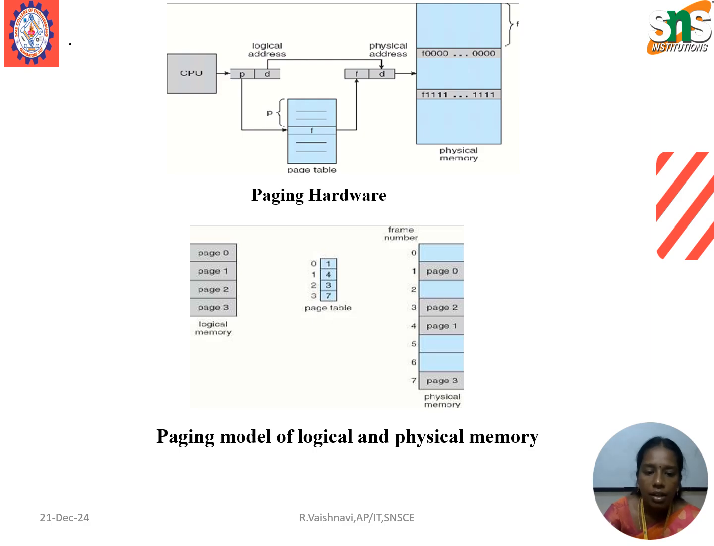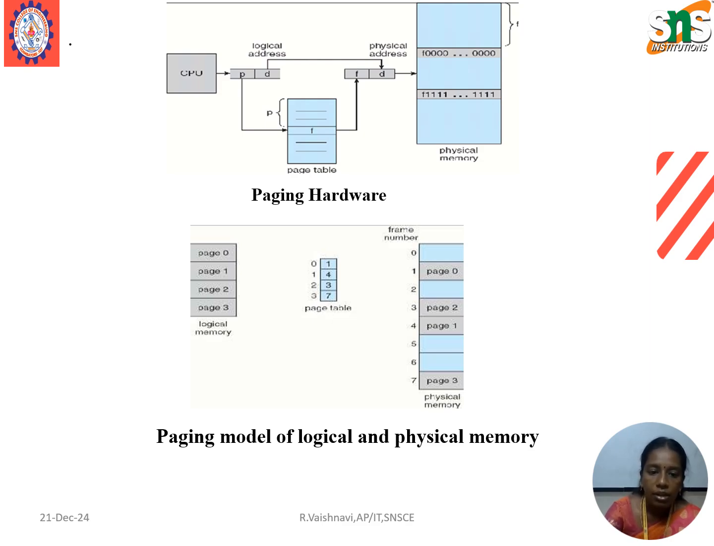Next, here we have the paging hardware, followed by the paging model of the logical and the physical address. First one is the paging hardware. Here the CPU is connected with P and D, that is the paging address, and we have the two addresses, logical address and physical address. It is interconnected with the page table. After that, it goes to the physical memory.